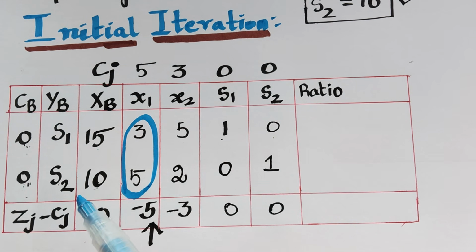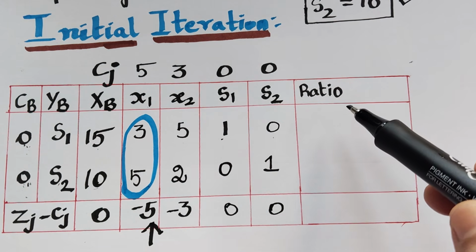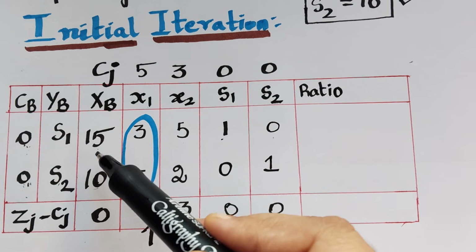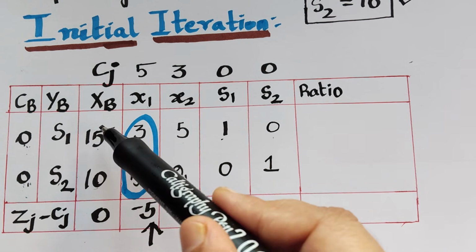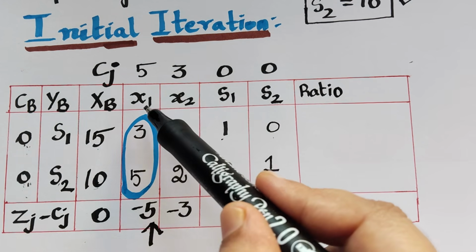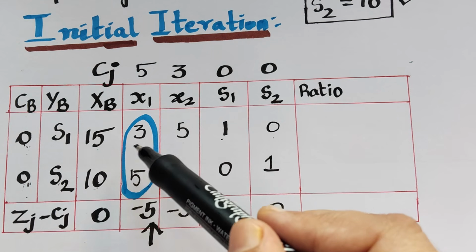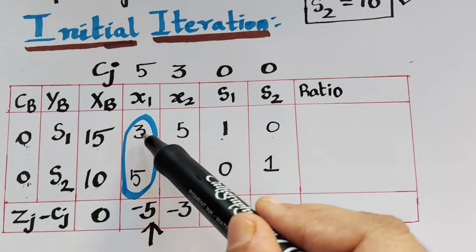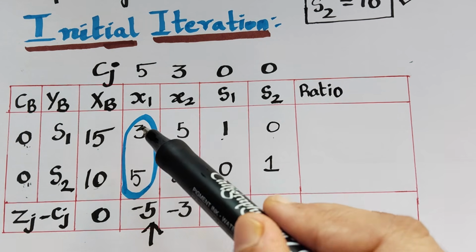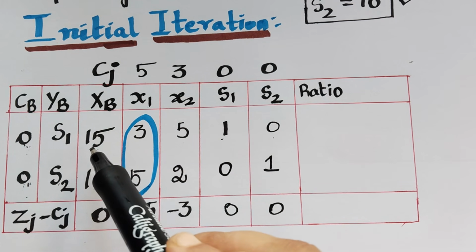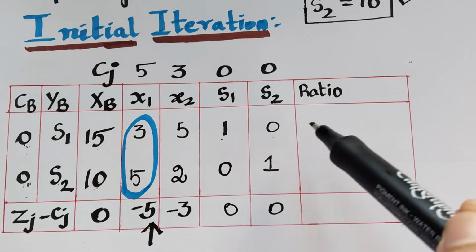So in order to find which variable leaves the table, we have to find this ratio. Now in order to find the ratio, we have to divide this column, that is XB, known as the solution column, by the x1 column only with those values which are greater than 0. Now if you see here, both the values are greater than 0. So what is the value corresponding to this 3? It is 15. So the first ratio will be 15 by 3.